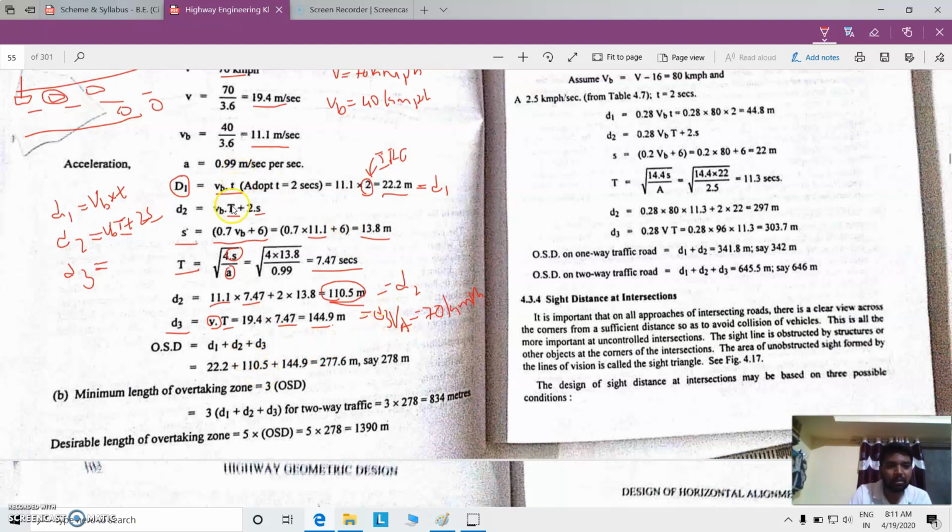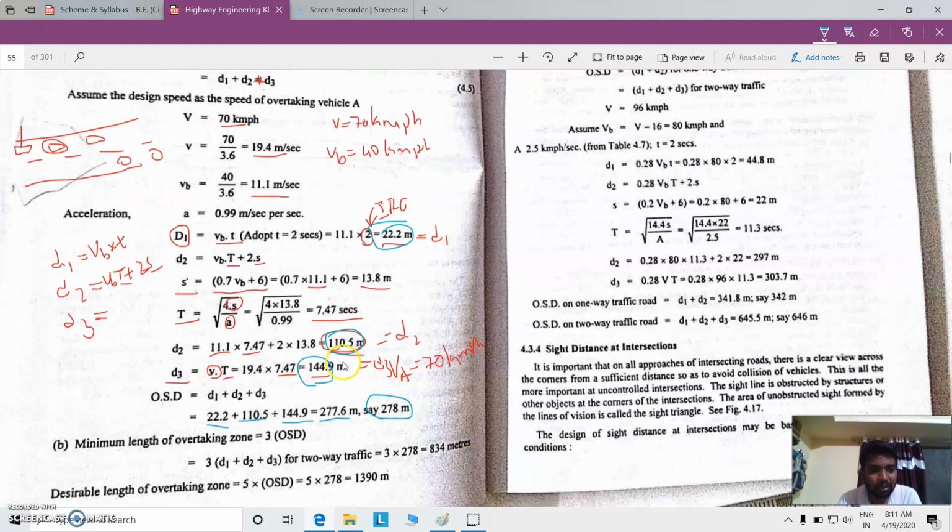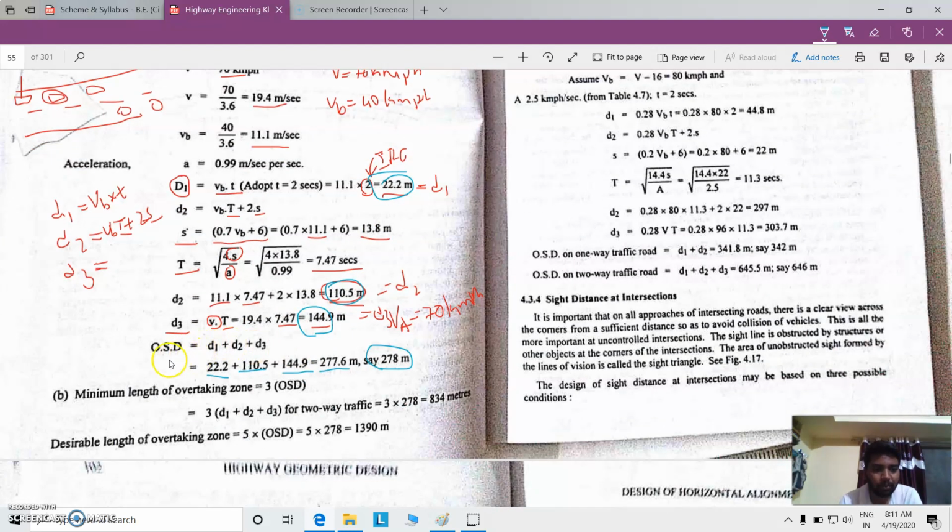And once we get d1, d2, d3, we have to sum up those distances, because we are calculating the total distance. d1 is calculated as 22.2 meters, d2 as 110.5 and d3 as 144.9 meters, right? The total gives 277.6, which is rounded up to 278 meters, and this is the total distance required for the overtaking operation. But we cannot provide this as the overtaking site as calculated.